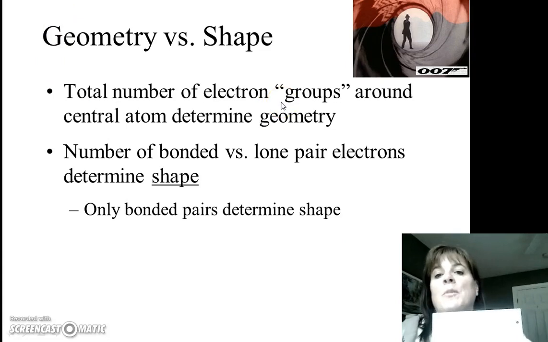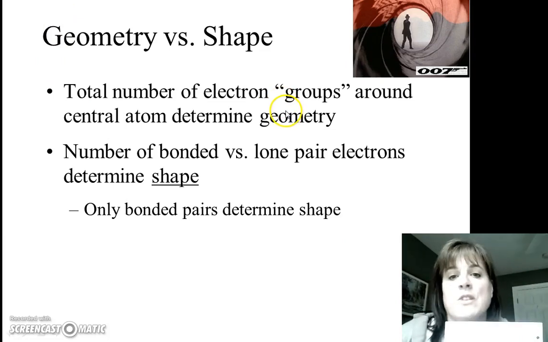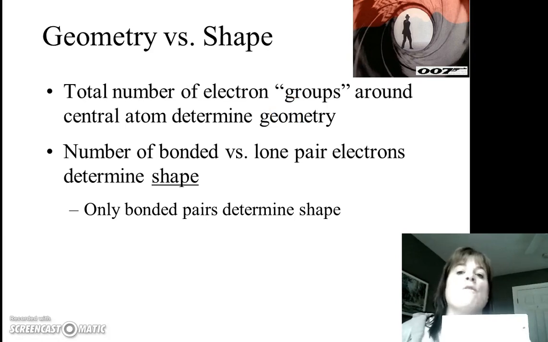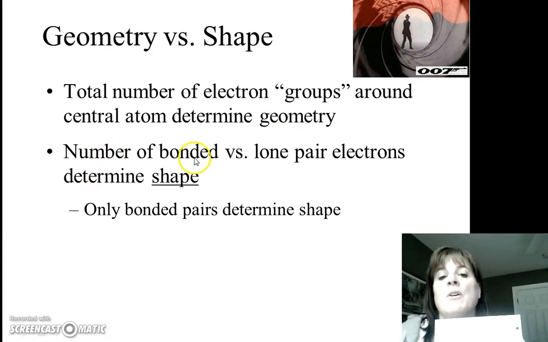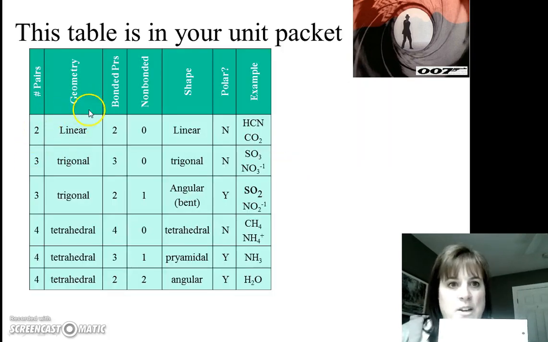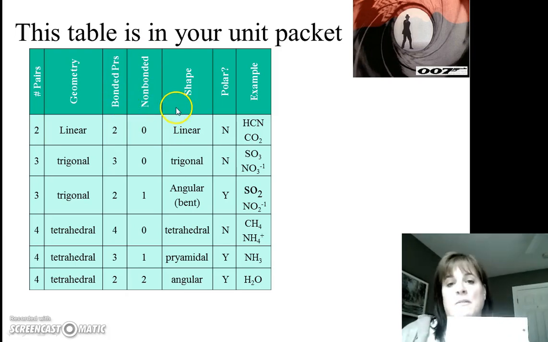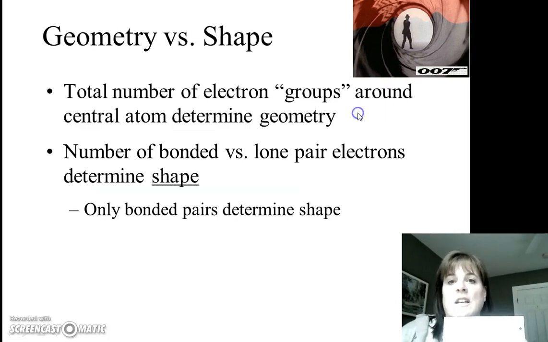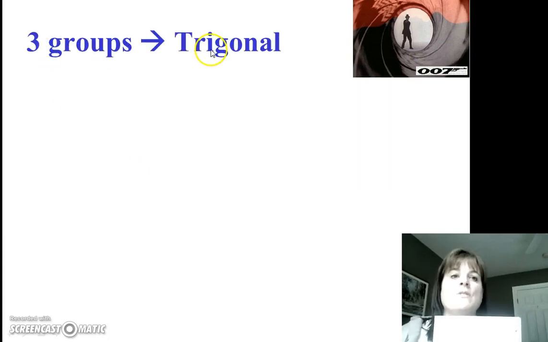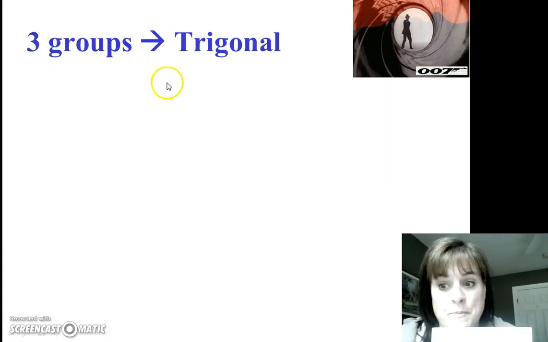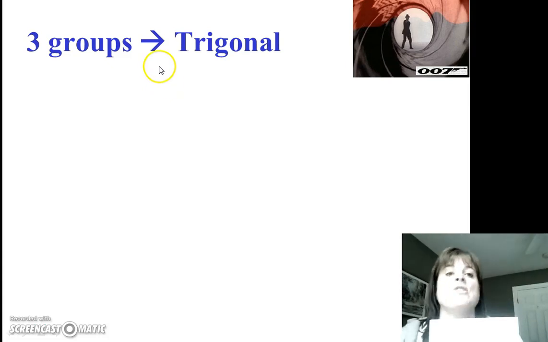Now, the total number of electron groups around the central atom determine the geometry. So we just looked at what was around the central atom for carbon dioxide. But the number of bonded versus lone pairs determine the shape. So if you look at your table here, after we get through geometry, we see bonded pairs and non-bonded pairs. Non-bonded is my lone pairs. That's what determines the actual shape of the molecule. So let's take a look at another example. Let's do something that has three groups, because now shape will differentiate.